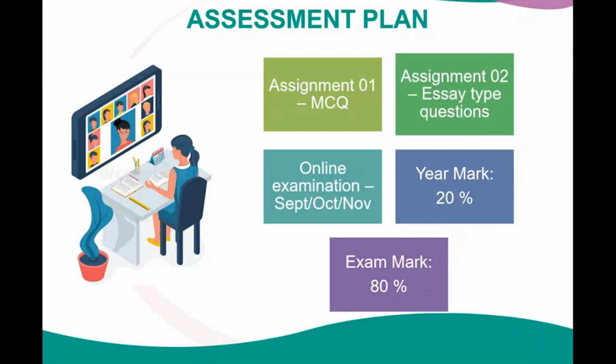Assignment 2 is currently open, which is essay type questions. And it also expects you to apply the content that you are reading in your study guide. I think assessment 1 would have been much easier than assessment 2. And you are going to be preparing at the same time for your online examination, which will take place in September, October. No, I think most probably it would be within the October period, but it can go through to November as well. So your year mark counts 20% of your mark, and your exam mark will count 80%.